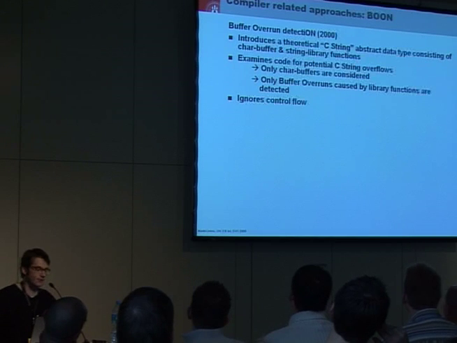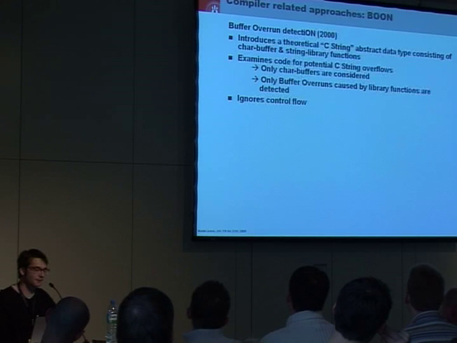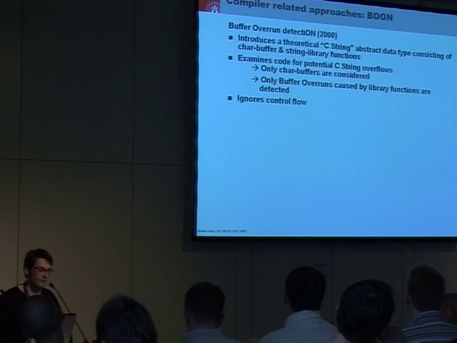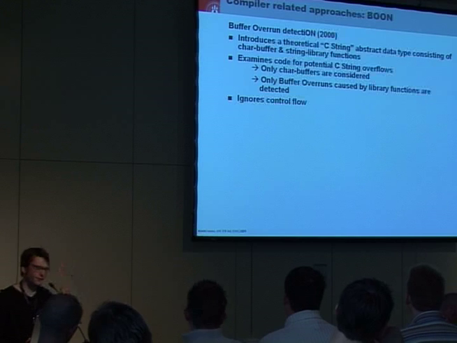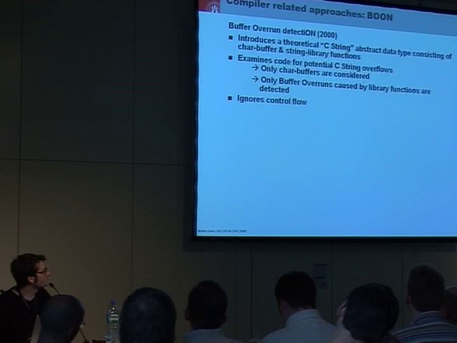Boon introduces for its analysis a theoretical abstract data type called C-string. As you probably all know, C doesn't have a data type string per se, but it only has character buffers and a couple of library functions that work on these character buffers. And so these are the only things that Boon looks at. It looks at the way these library functions work on the character buffers and if they may cause security problems with buffer overflows. Boon ignores control flow, but is still able to do some interesting observations.